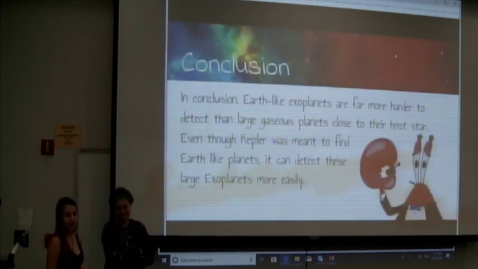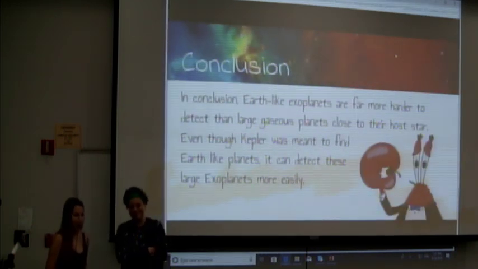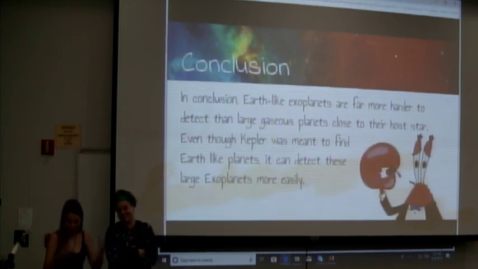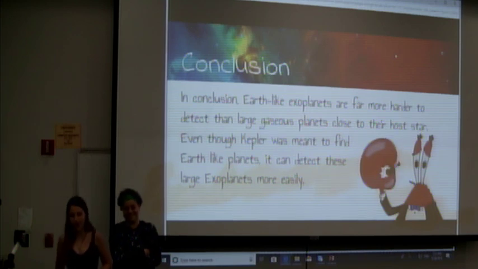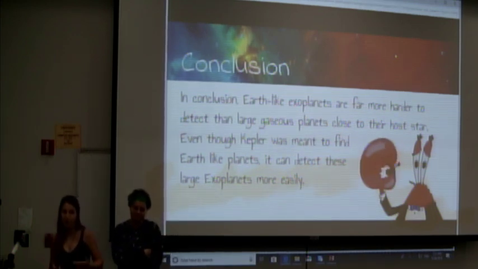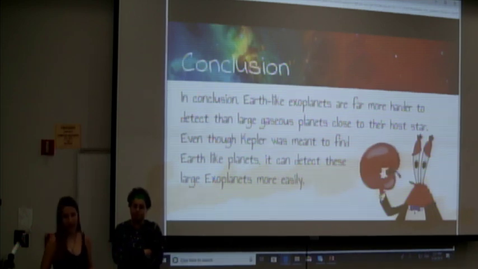And as I was looking through all my data, of the thousands of light curves, none of them were habitable. And I was like, why? Why are there no Earth-like planets? I thought this was because they're a lot harder to detect than large gaseous planets.